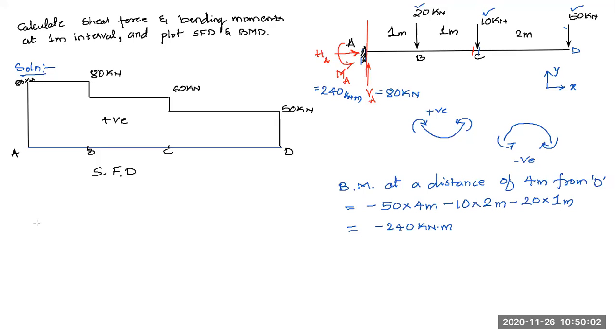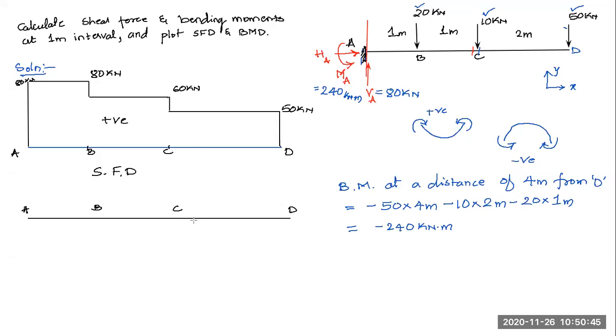Next, the bending moment diagram. We need to plot the bending moment diagram. For that, again I'll take the center line of this beam, a line representing the beam. What is the bending moment value here? At D it was 0. So this is point D, C, B, and A. And what I have here are ordinates. I'll plot these ordinates first.